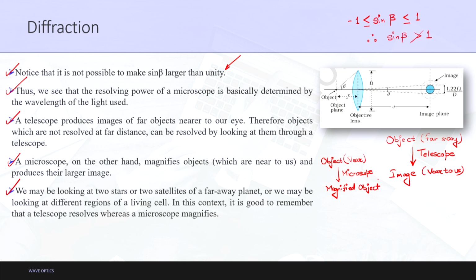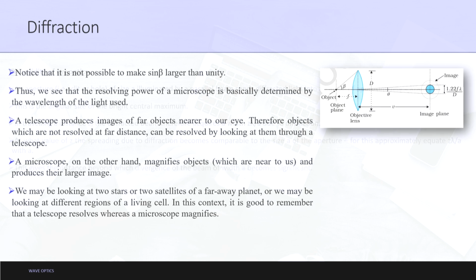So please make sure here no image is being put near to us or away from us, only the image is magnified here. So it is good to remember a telescope resolves whereas a microscope magnifies. So a resolving concept comes into the picture in the case of a telescope, but there is nothing called resolving in a microscope, as long as we are just focusing on the magnification concept.